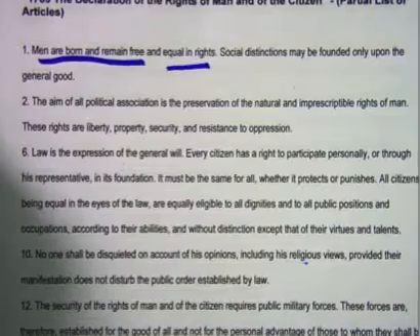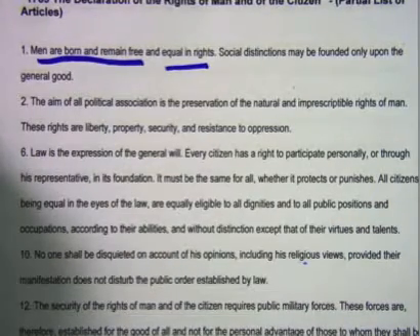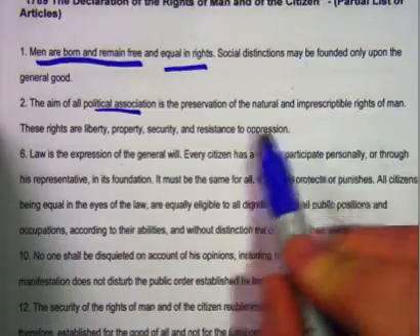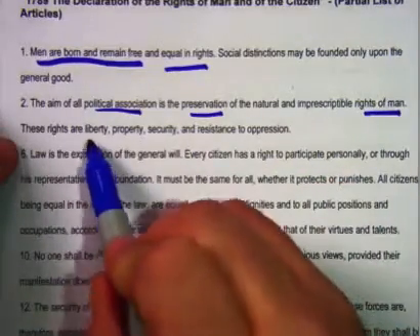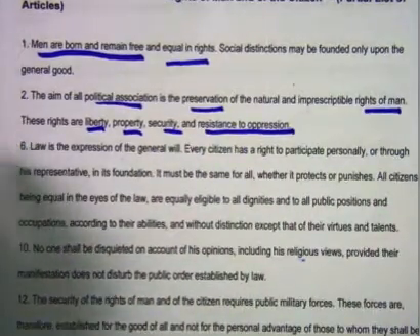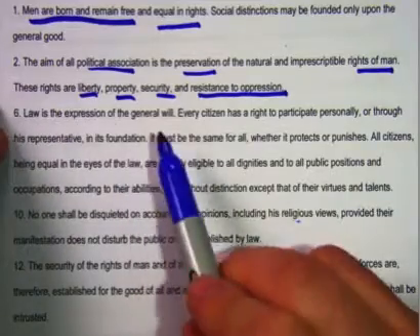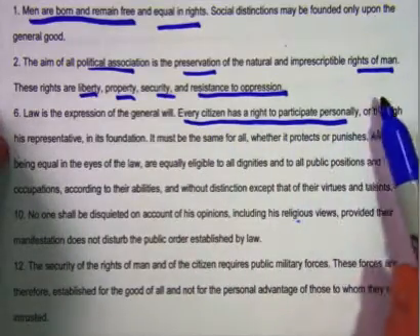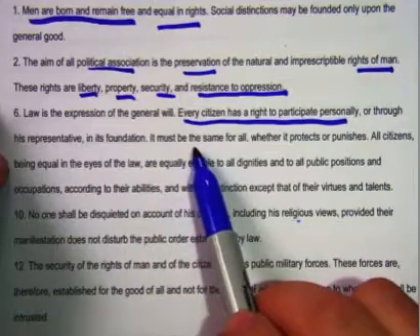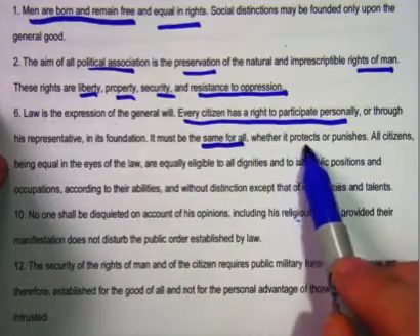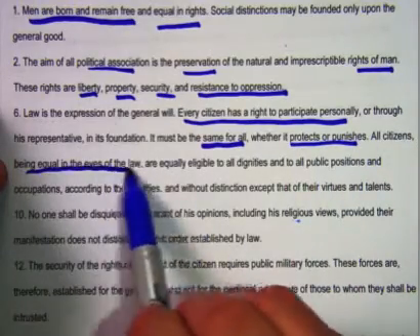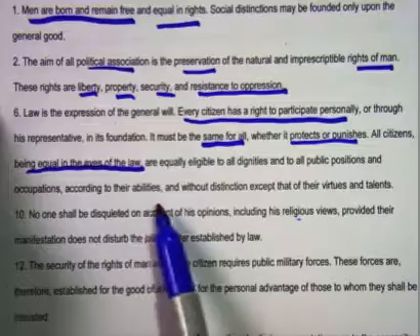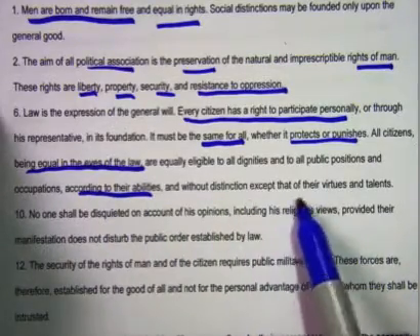The aim of all political association is the preservation of the natural and imprescriptible rights of man. Okay. Political association, preservation of rights. These rights are liberty, property, security, and resistance to oppression. Law is the expression of the general will. Every citizen has a right to participate personally or through his representative in its foundation. It must be the same for all, whether it protects or punishes. All citizens, being equal in the eyes of the law, are equally eligible to all dignities and all public positions and occupations, according to their abilities, without distinction, except for that of their virtues and talents.